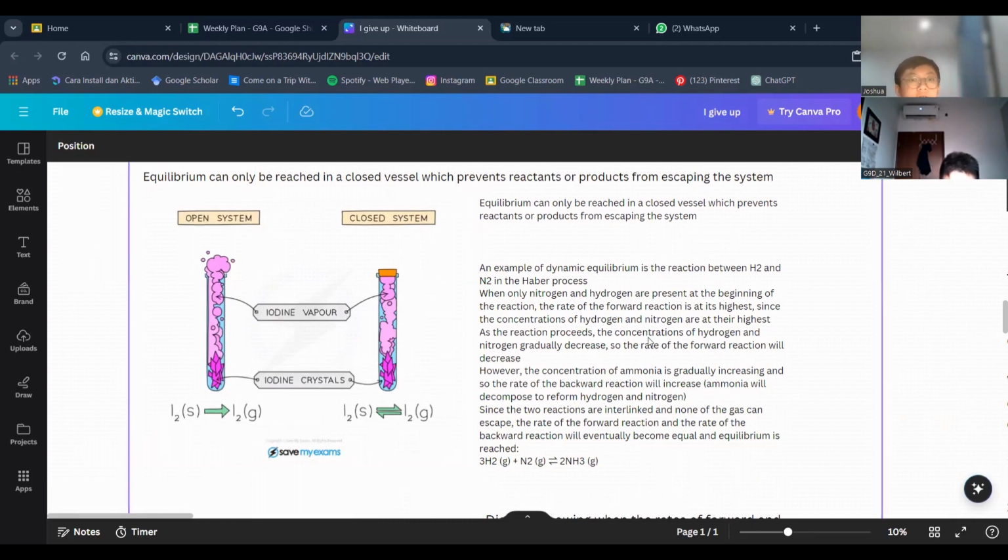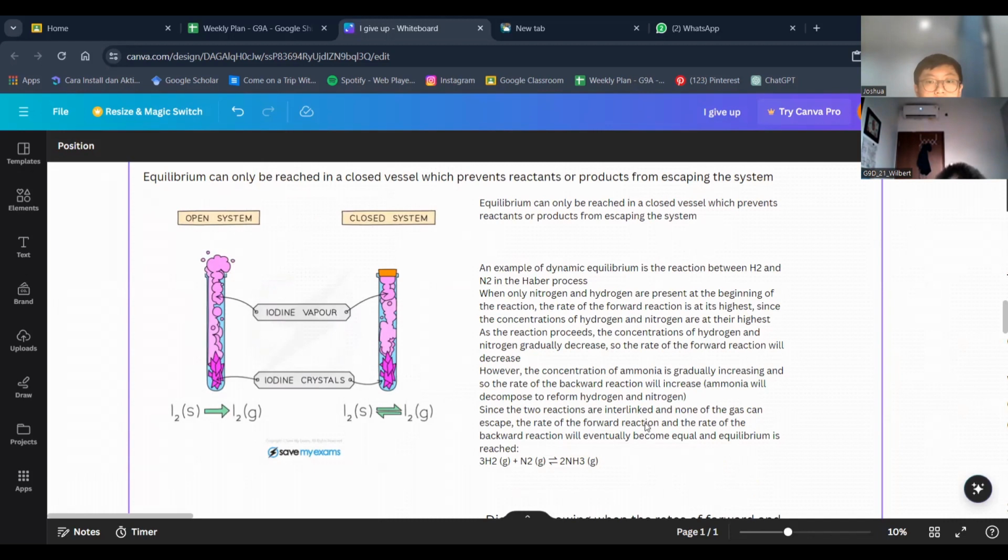To further explain this, an example is the reaction between hydrogen and nitrogen in the Haber process. When only those two are present at the beginning of the reaction, the concentration of the two are at their highest. As the reaction proceeds, the concentration of both hydrogen and nitrogen slowly decrease, and the rate of the forward reaction will decrease. But the concentration of ammonia gradually increases. If you didn't know, ammonia is NH3, and the rate of the backward reaction will increase as ammonia will decompose to reform hydrogen and nitrogen.